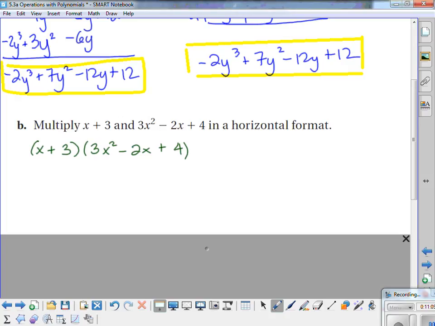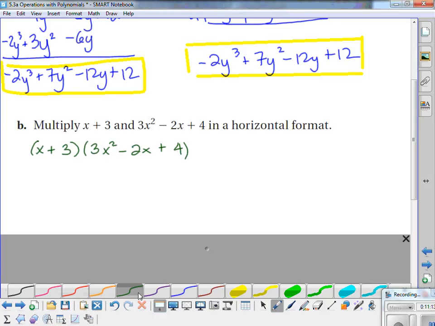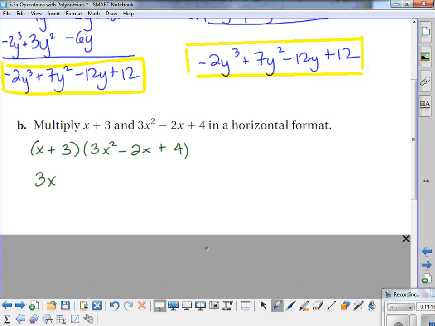So I'm going to distribute the x to everything within the parentheses. So x times 3x squared gives me 3x cubed. X times negative 2x gives me minus 2x squared. And then x times 4 gives me a positive 4x. And then I do the 3 times everything within there. So 3 times 3x squared gives me 9x squared. 3 times negative 2x gives me a minus 6x. And 3 times 4 gives me a positive 12.